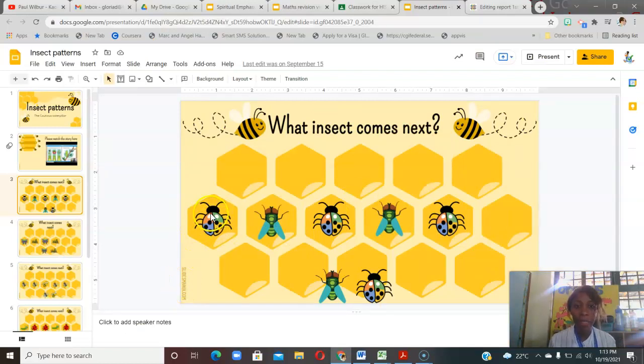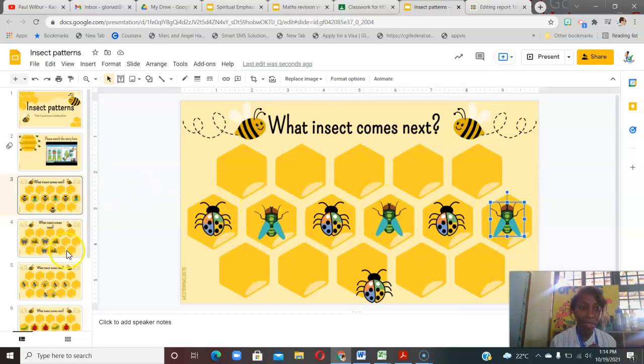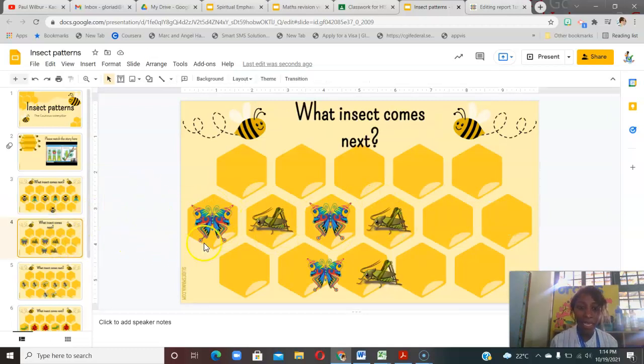Here we have a ladybird, fly, ladybird, fly. A ladybird, what do you think will come next? A ladybird or a fly? That's right. To complete this pattern, we have to put a fly right there. Very good. So it's a simple A-B pattern. A-B, A-B. For the next slide, it's a butterfly, grasshopper. Butterfly, grasshopper. It's also an A-B pattern.